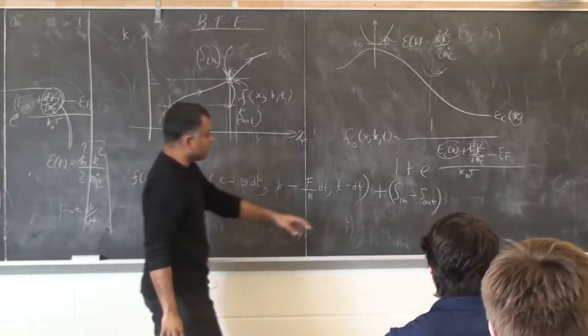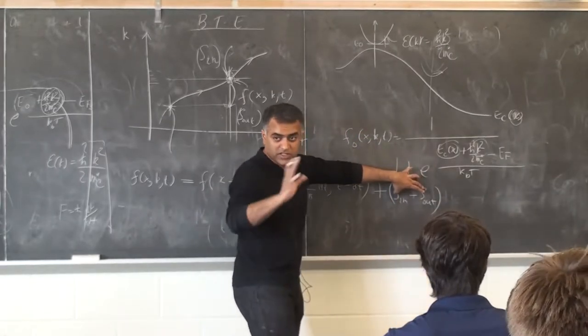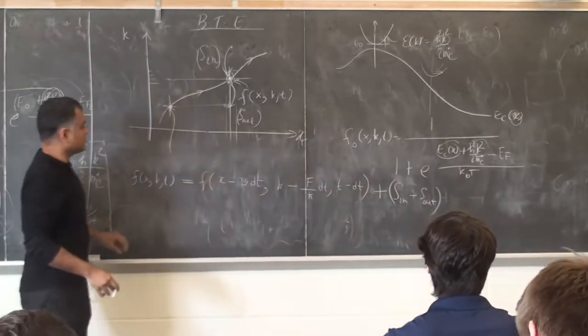And the scattering part could be due to light. It could be recombination and all that. It could be because of other things too. It's not just scattering like that.